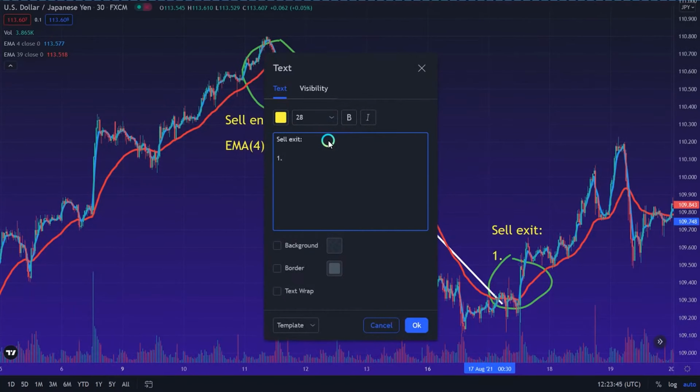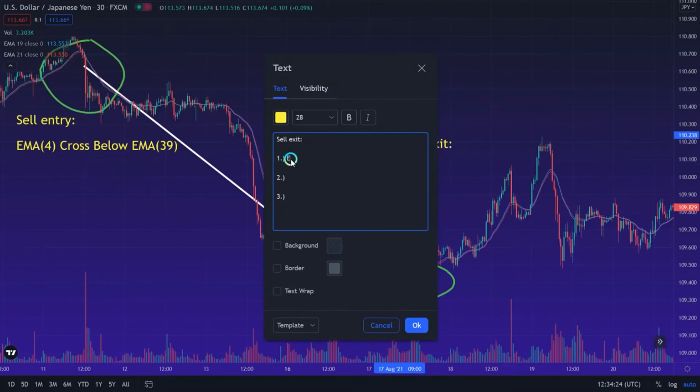So we have 3 rules as at the buy exits. Our first rule is we are using, of course, exponential moving averages, as I promised. First, we have a 19-period EMA, and it has to cross above an EMA that is 21 period. This is our first condition.